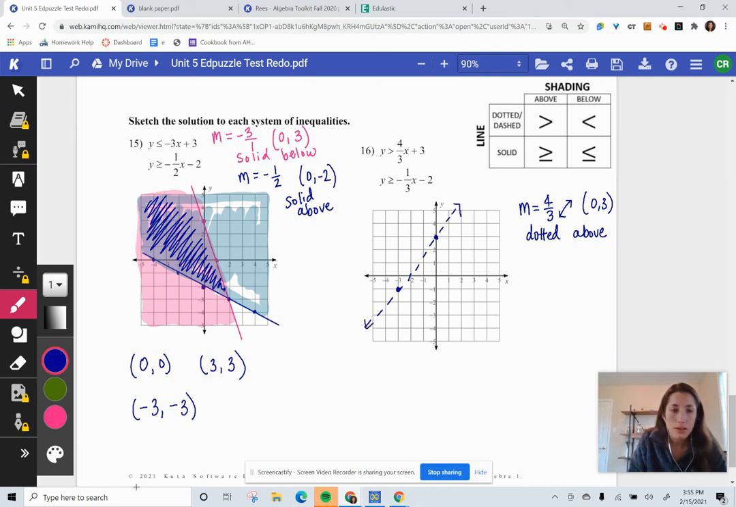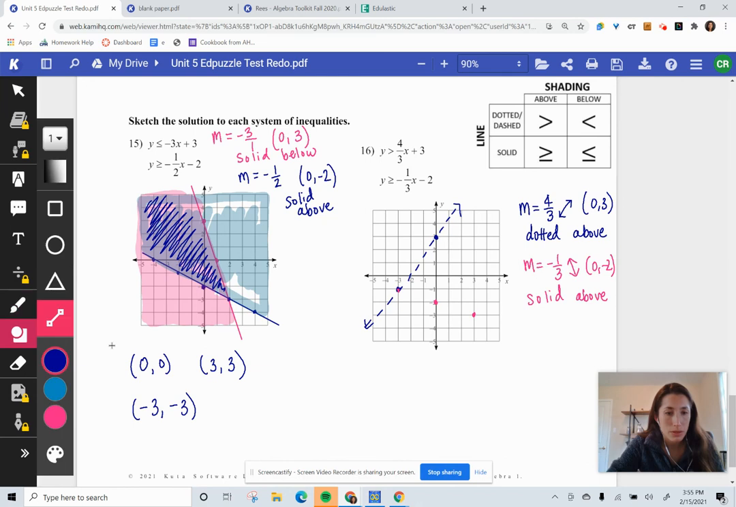Okay, and then our other line, our slope is -1/2. I'm sorry, -1/3. So negative, down to the right. And we're starting at 0, -2. That's our y-intercept. And with this symbol, the shading is above, and it's a solid line. So solid above. So we'll start at 0, -2, and go down 1 to the right 3. Or up and left would also work. And that's a solid line, so you can use the line tool for this one.